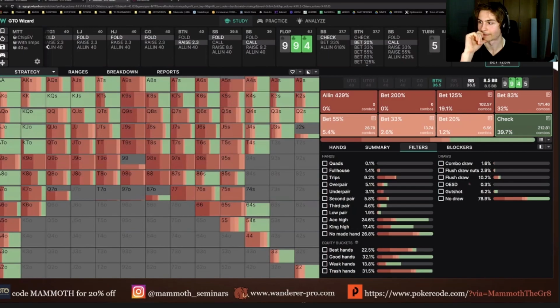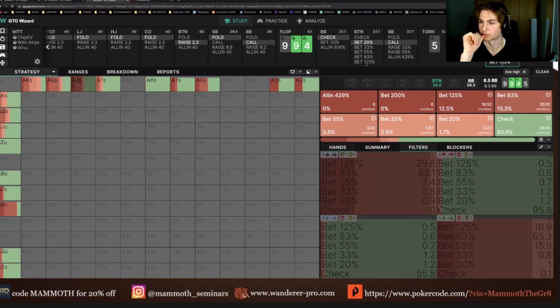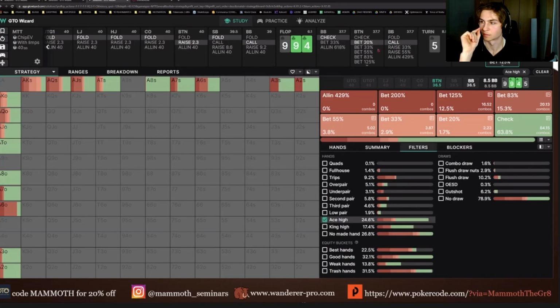I guess we just have to hit the 60% c-bet somehow, so we don't mind betting them. I'm not sure if you would value bet ace high here. I think it's pretty good to do that on a double flush draw, exactly, especially on a double flush draw.